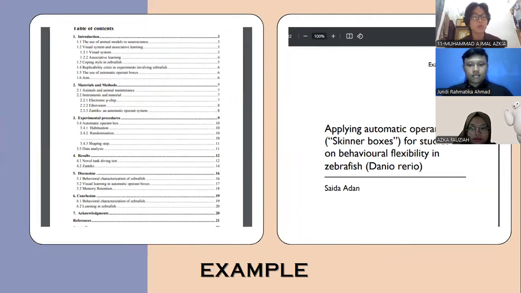All right. Lastly, we give you two examples. Two of them are about psychology. The first one is about Skinner box operant conditioning. So this article is a research type article because it has three key features, which are methods and experimental procedure, results, and then discussion. This article is exploring the use of zebrafish as a model to understand behavioral flexibility.